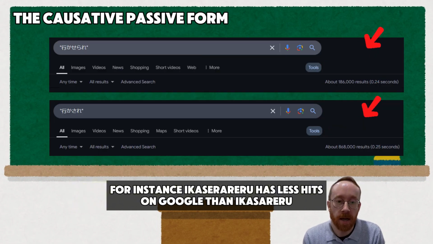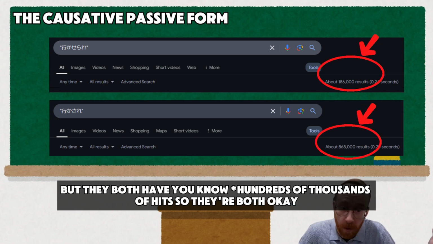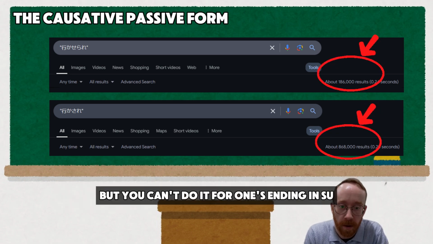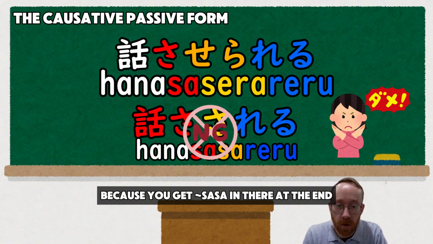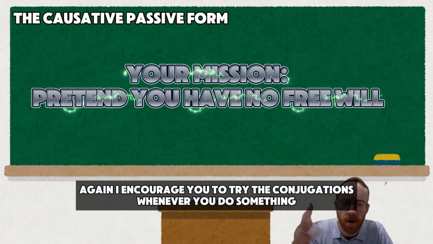For instance, ikaserareru has less hits on Google than ikasareru, but they both have tens of millions of hits, so they're both okay. But you can't do it for ones ending su because you get sasa in there at the end, and it just sounds very weird. Again, I encourage you to try the conjugations.